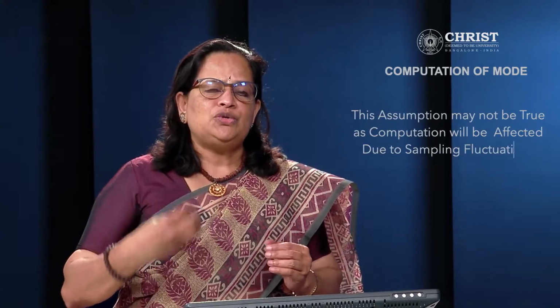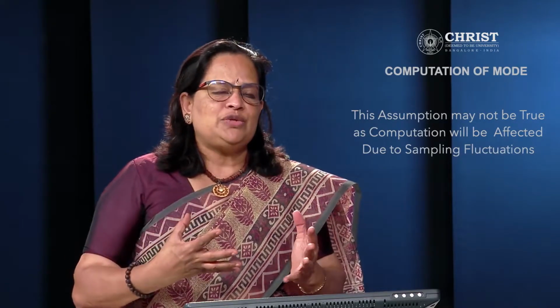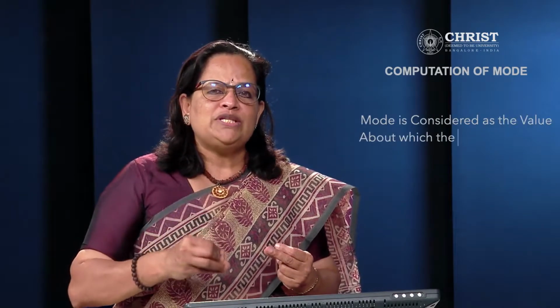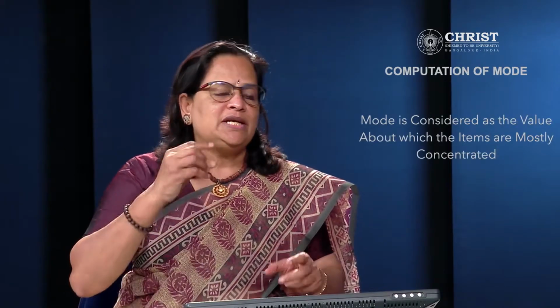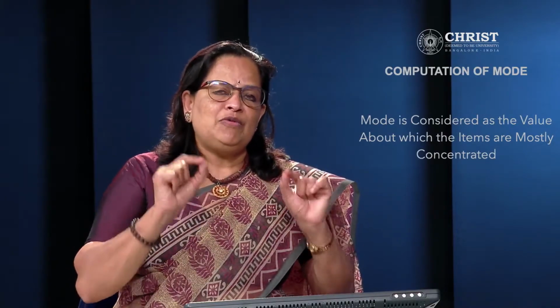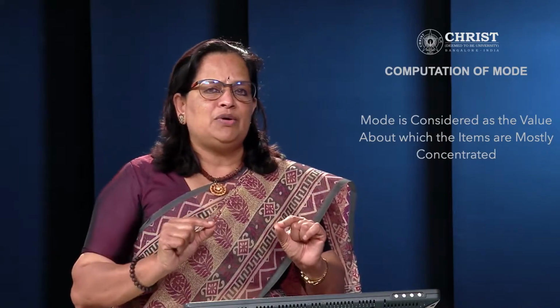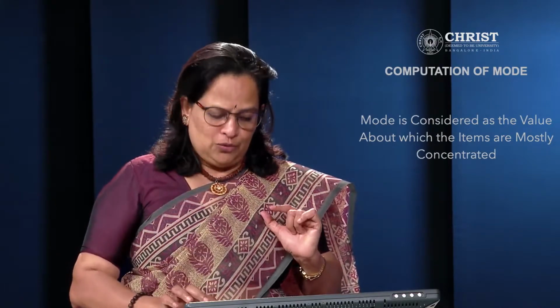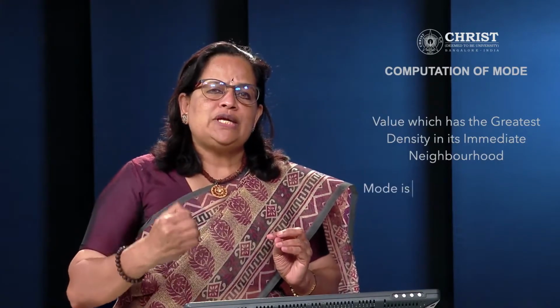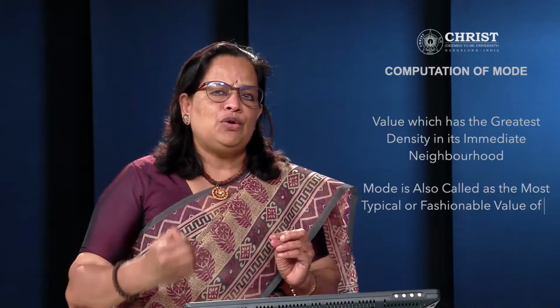But this assumption may not be true, as computation will be affected due to sampling fluctuations. We have mentioned this for mean and median computation also. Hence mode is considered as the value about which the items are mostly concentrated. Remember the definition, where the frequency or the maximum values are concentrated in the immediate neighborhood. That is how we identify the modal value. It is the value which has the greatest density in its immediate neighborhood. Mode is also known as the most typical or fashionable value of a distribution.